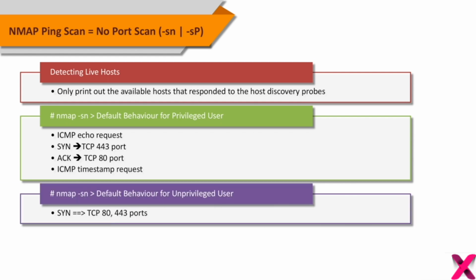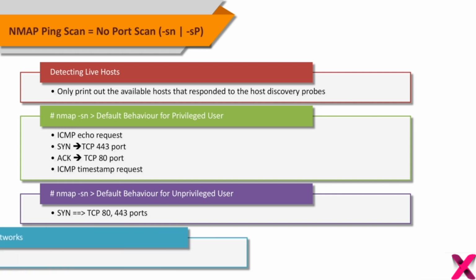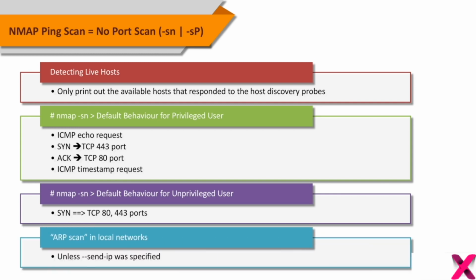When executed by an unprivileged user, only SYN packets are sent using a connect call to ports 80 and 443 on the target. When a privileged user tries to scan targets on a local Ethernet network, ARP requests are used unless --send-ip was specified.